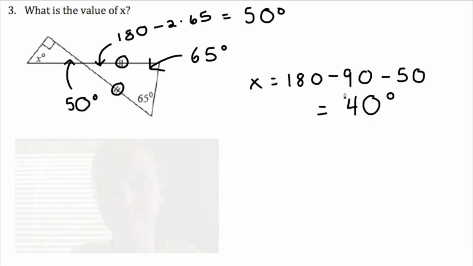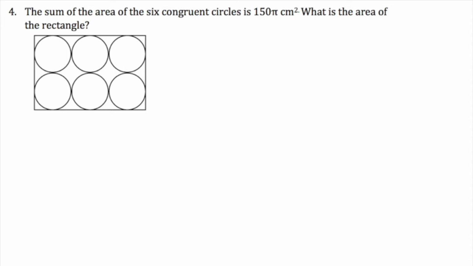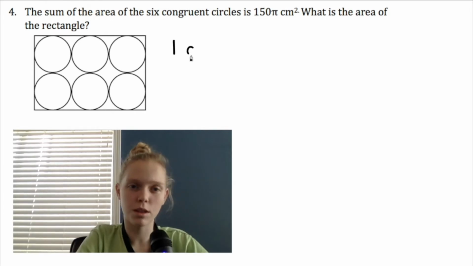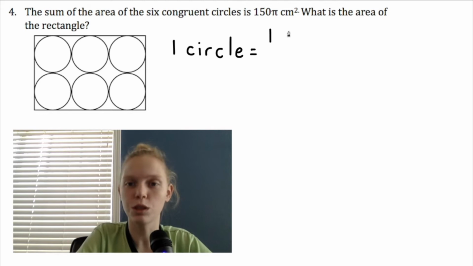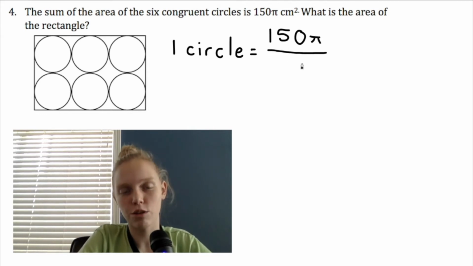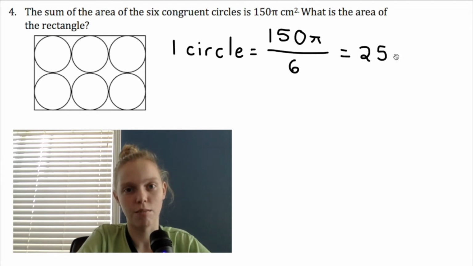degrees. Question 4. The sum of the area of the 6 congruent circles is 150 pi centimeters squared. What is the area of the rectangle? So we know that the sum of the circles is 150 pi centimeters squared. So one circle is going to be that divided by 6. And so when we divide 150 pi by 6, we get that one circle's area is 25 pi.